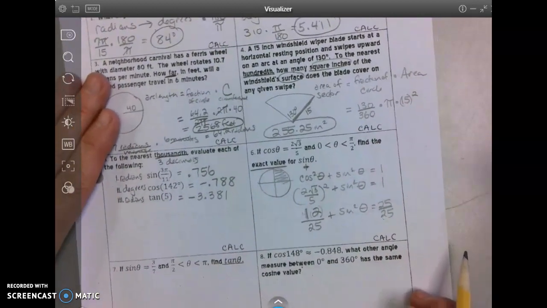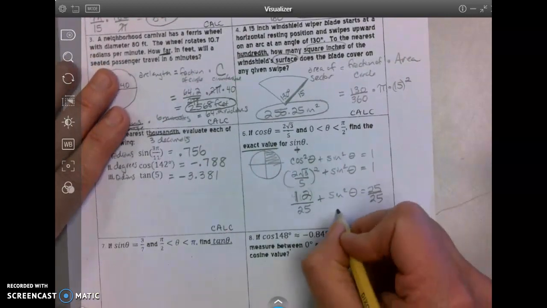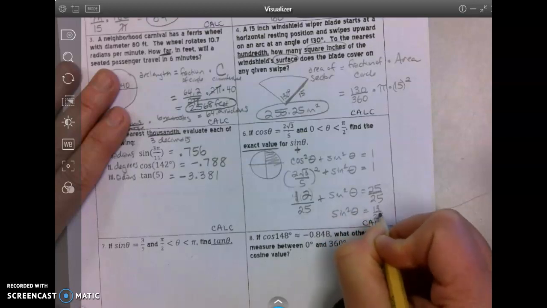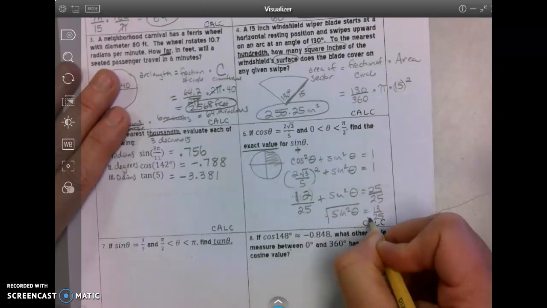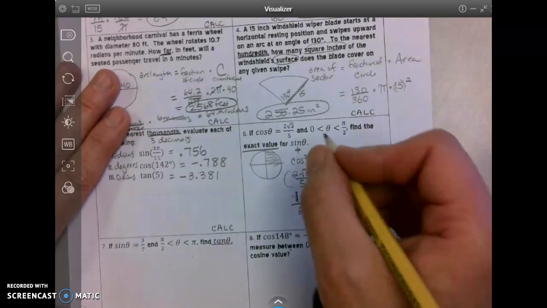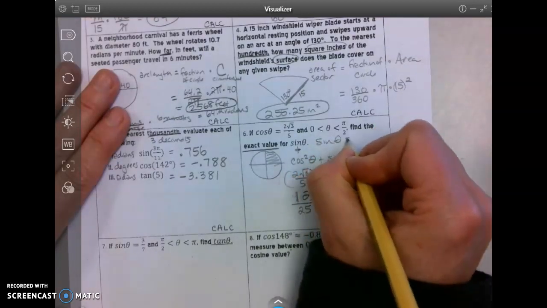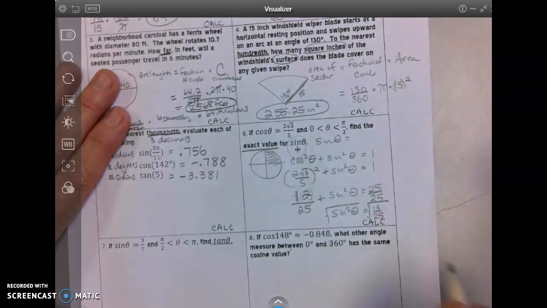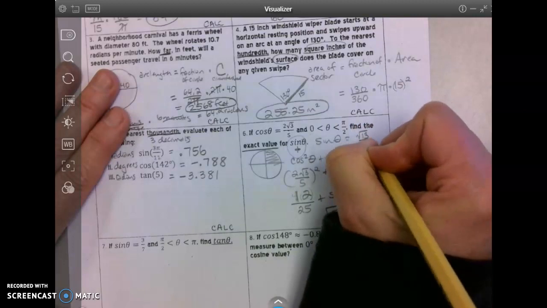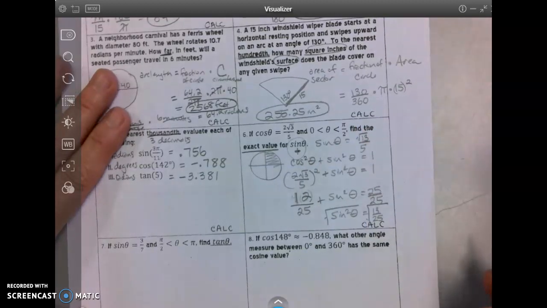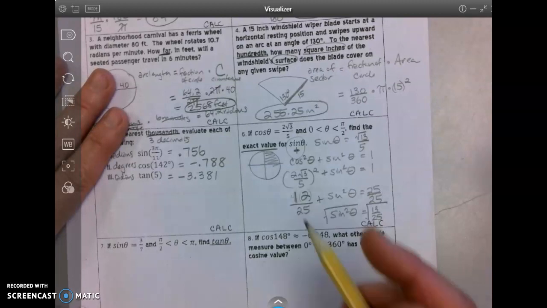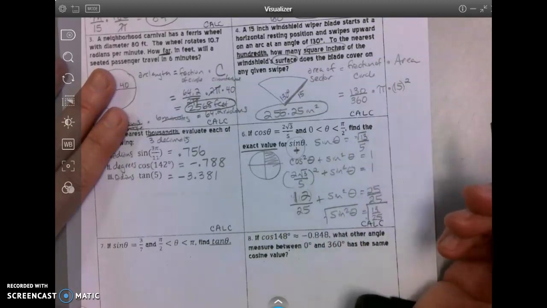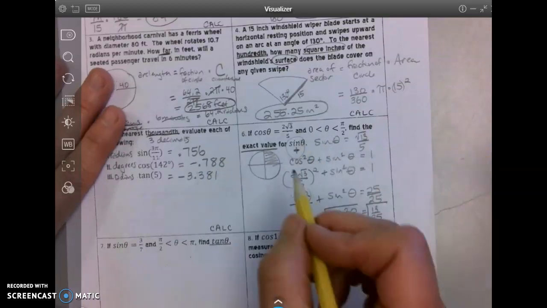Now I'm going to subtract 12 25ths from each side, and I get sine squared of theta equals 13 25ths. And I take the square root, and I get sine of theta is, I only need the positive root, because sine is positive in quadrant 1, the square root of 13 over 5, and that cannot be simplified because there are no perfect squares in 13, so that's my final answer.